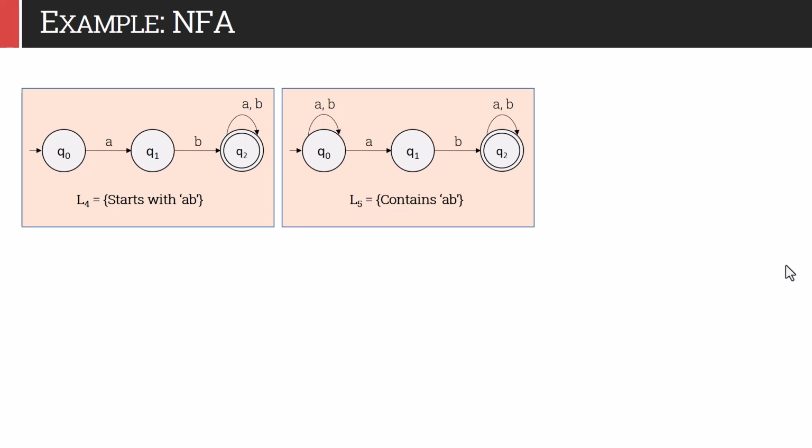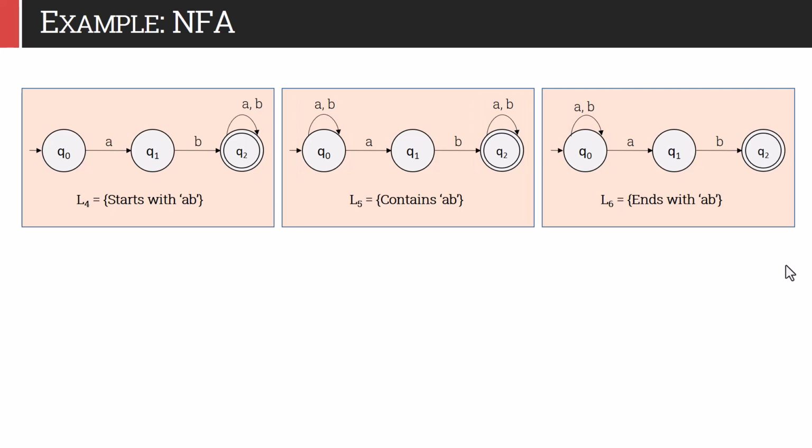L5 is the language where all strings should contain AB. Before AB there could be any combination of A and B, and after AB also there could be any combination of A and B. So we can simply put an arc of A, B on the initial and the final state.